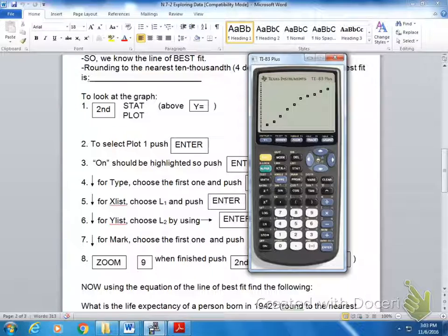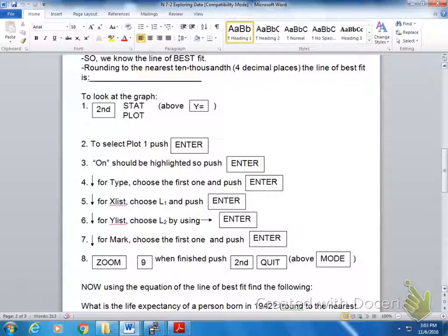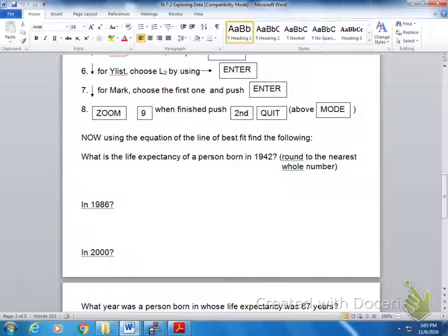It's nothing that you have to do, but it does help you kind of see what your stuff looks like, okay? Now we're going to go forward just a little bit. We're going to use that equation we just found, just like we did Friday, to answer a couple of questions, okay? All these questions are going to be our predictions. They're not for sure. It's just our best guesses. So it says, what's the life expectancy of a person born in 1942?